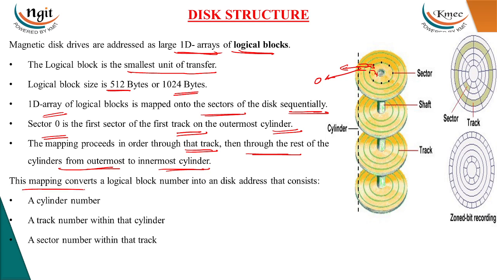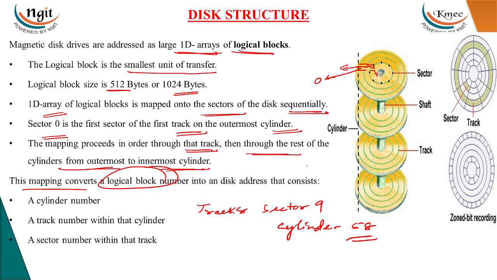So this mapping converts one logical block number into a track number, say track number 8, then sector 9, then cylinder number 58. So a logical block, suppose number 250 or so, may be converted into this. So it is a mapping of a logical block into a disk address consisting of a cylinder number, a track number, and a sector number. This is how we can convert a logical block address to the disk address.